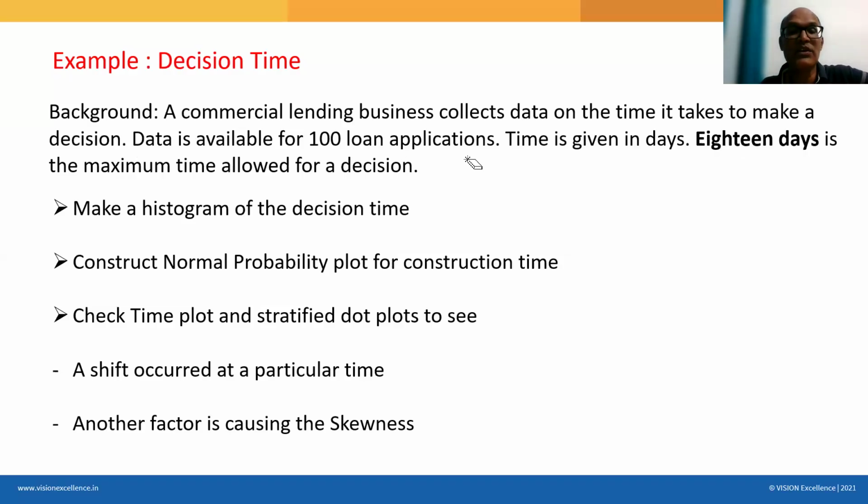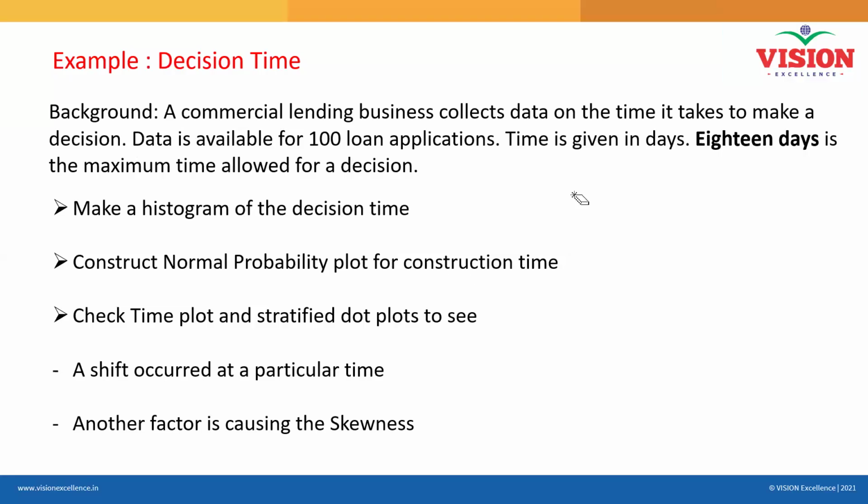Specification, by looking into this one, can anyone point out what is the specification? Time. Maximum 18 days. So this commercial lending business considers anything above 18 days out of specification. Means they are given a specification for this loan application.